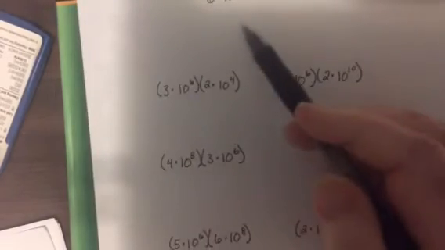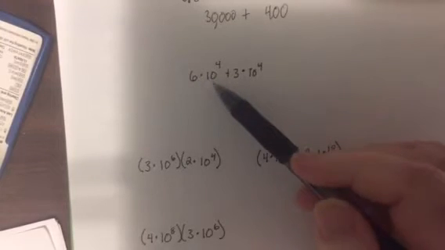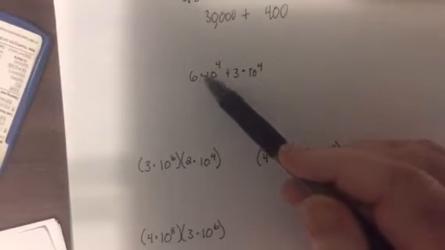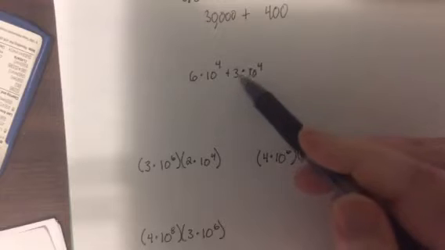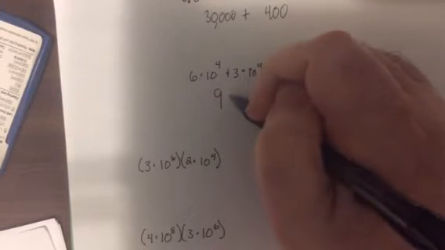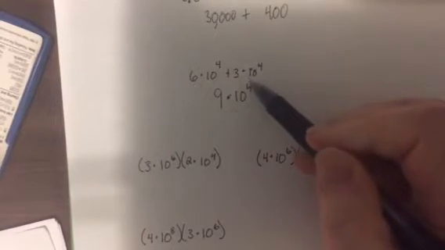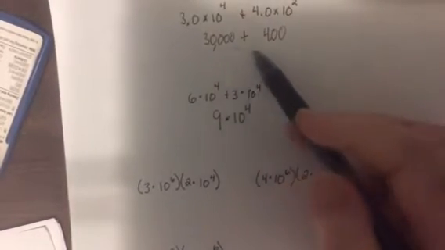So if I had 6 times 10 to the 4th, and sometimes I'll use an X, sometimes a dot, plus 3 times 10 to the 4th, then that would be 9 times 10 to the 4th. Power doesn't change because it's the same amount.